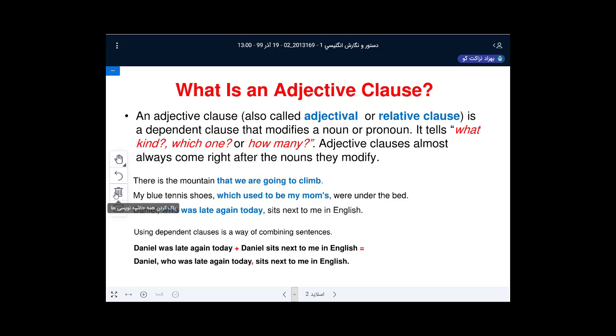No adjectival clause initiates the sentence because an adjectival clause just follows the noun. It comes immediately after the noun, and this noun is called the antecedent. So the mountain, shoes, or Daniel are the antecedents, and actually we modify these words. So no adjectival clause initiates the sentence.